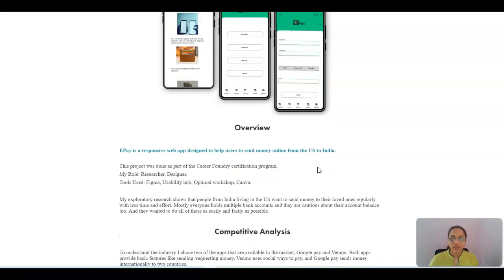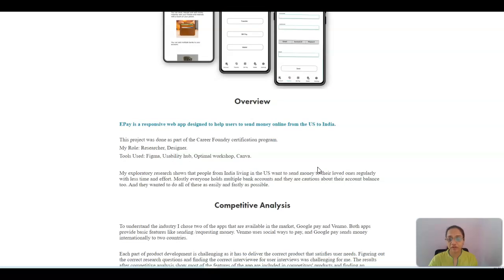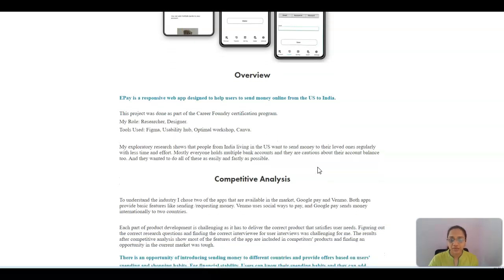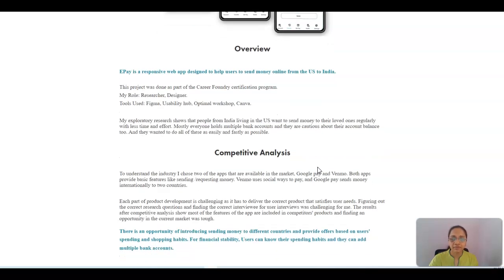ePay is a responsive web app designed to help users send money online from the US to India. My role in the project was researcher and designer. After my exploratory research, I found that people from India living in the US want to send money regularly, they hold multiple bank accounts, and they are very cautious about their account balance too.